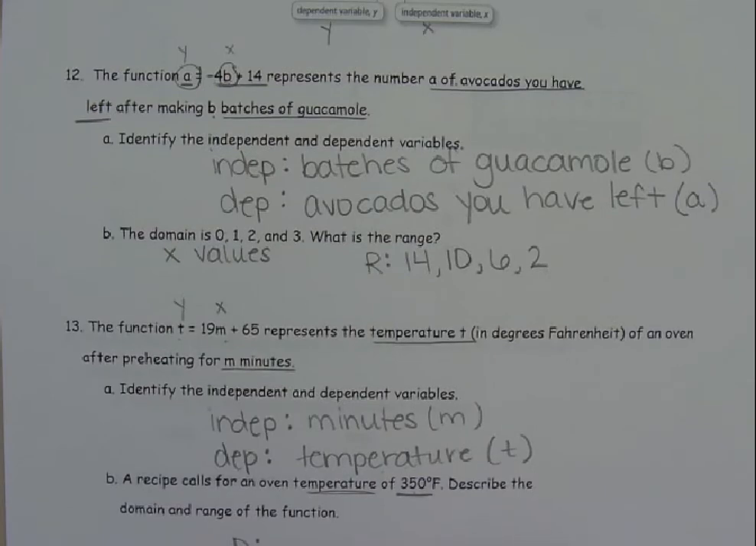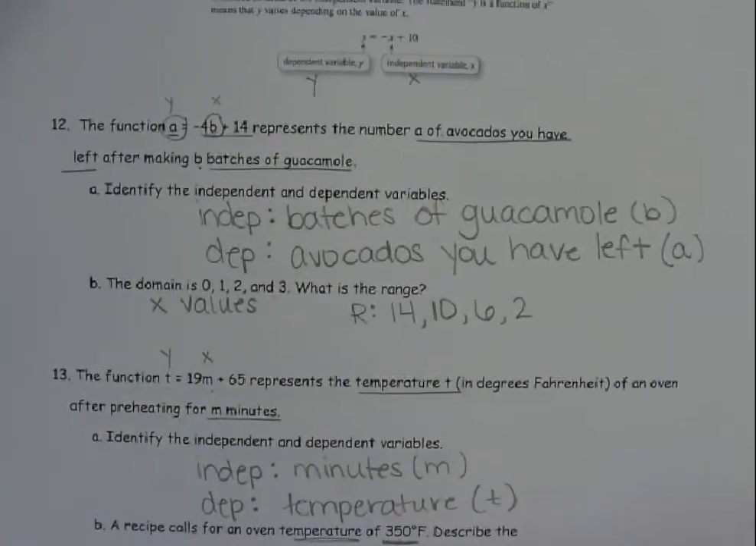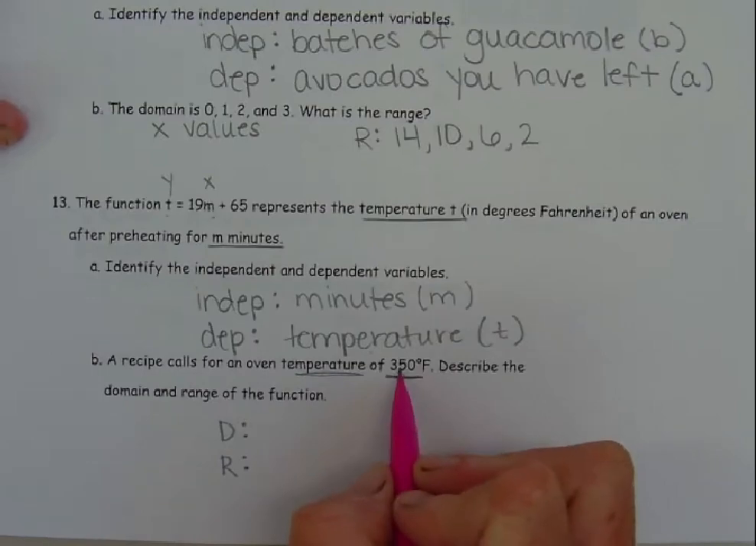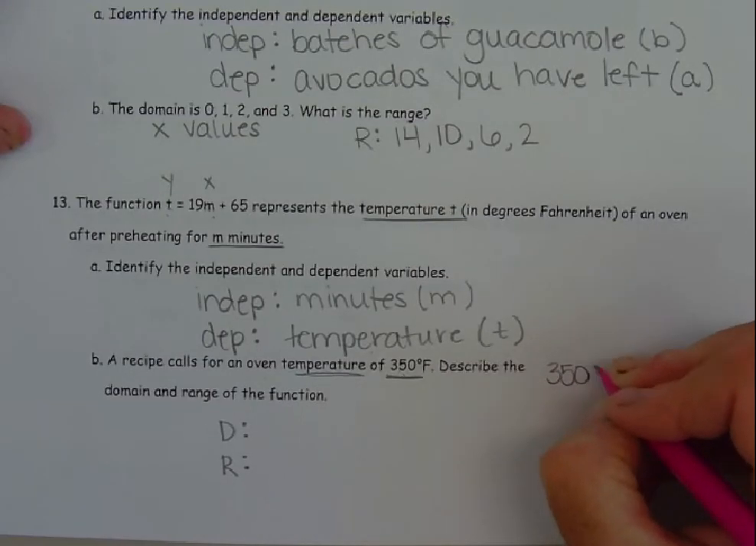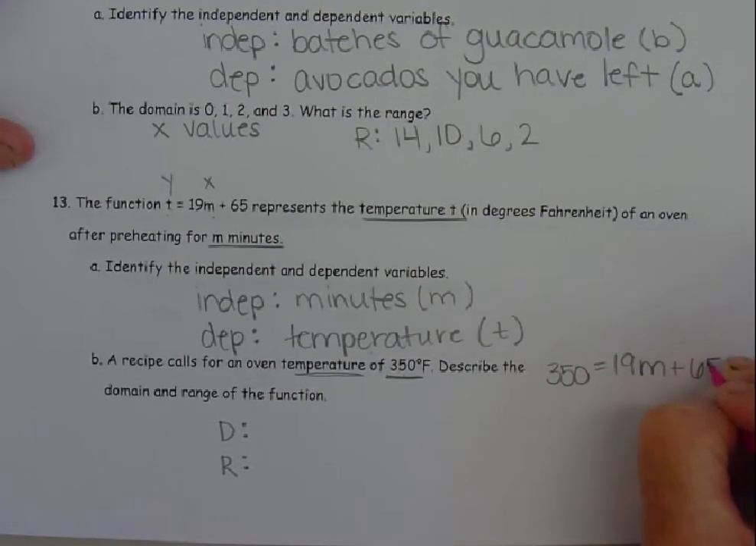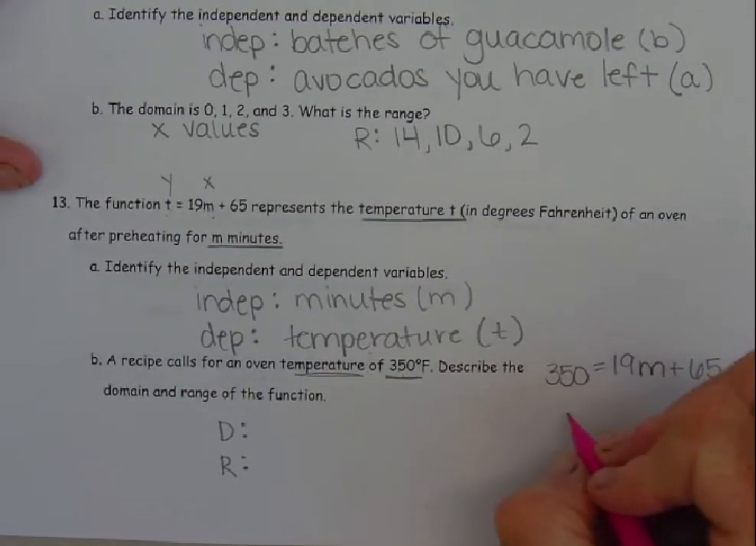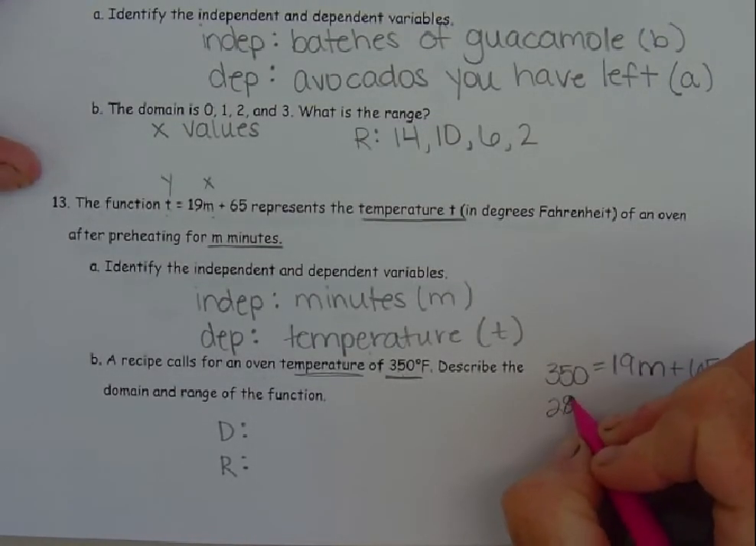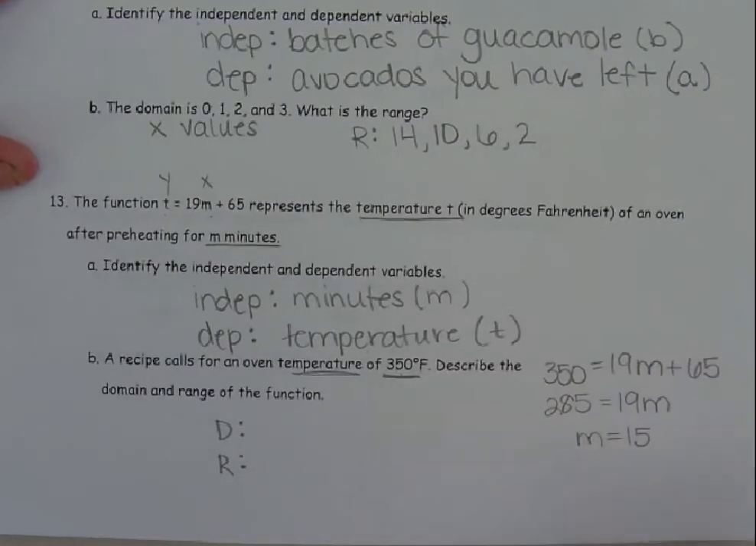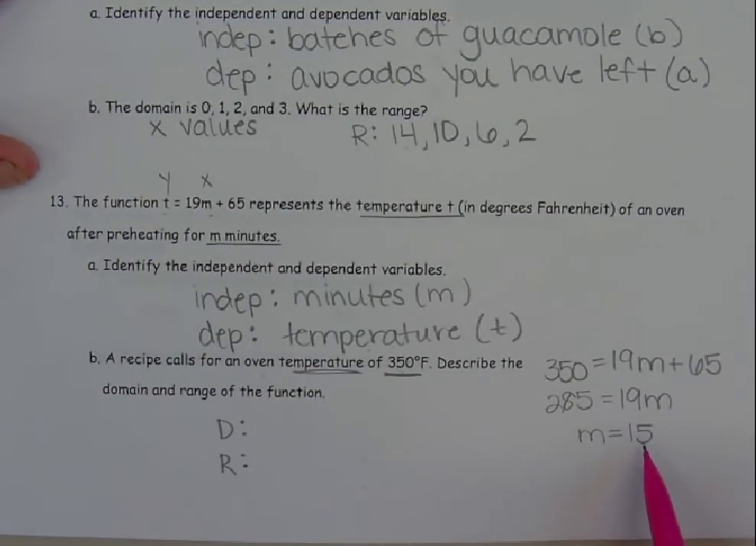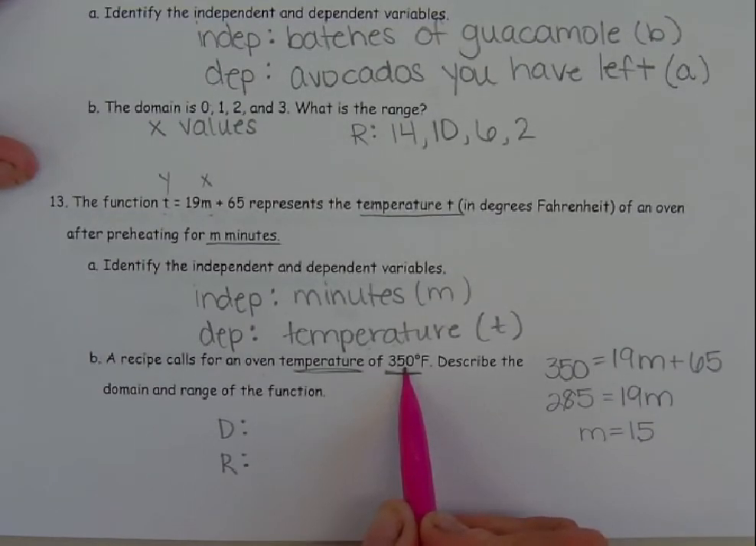So if we know that the high value is going to be 350, what we then have to do is figure out how many minutes it would take to get to that 350. So if we take a look at this problem, you will notice that the 350 is your temperature, or T. So I'm going to plug that in for the T. And I'm going to solve it. So the first thing I'm going to do is subtract 65. And then I'm going to divide by 19. And m equals 15. So in 15 minutes, the oven will get to 350 degrees.